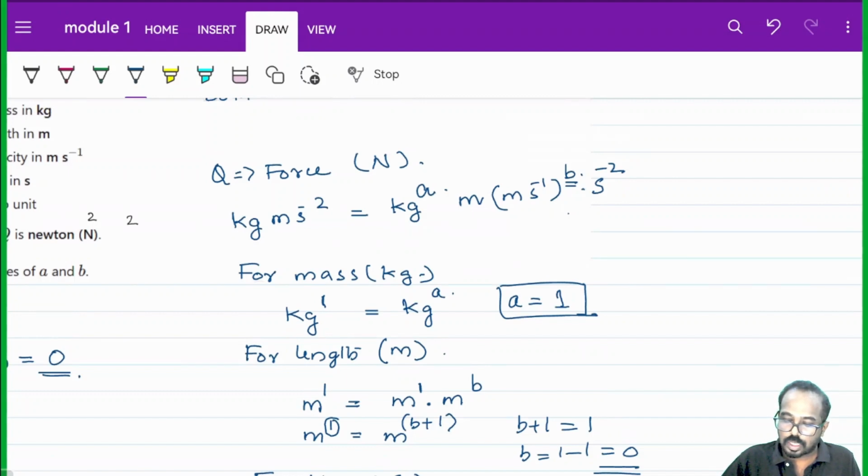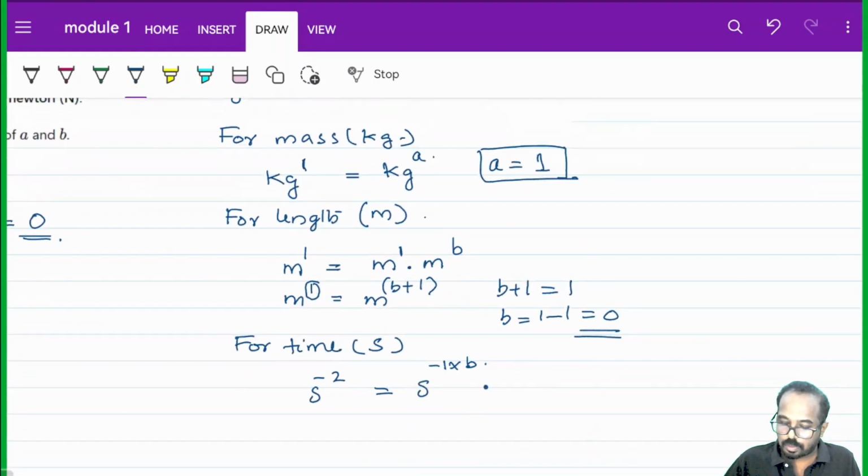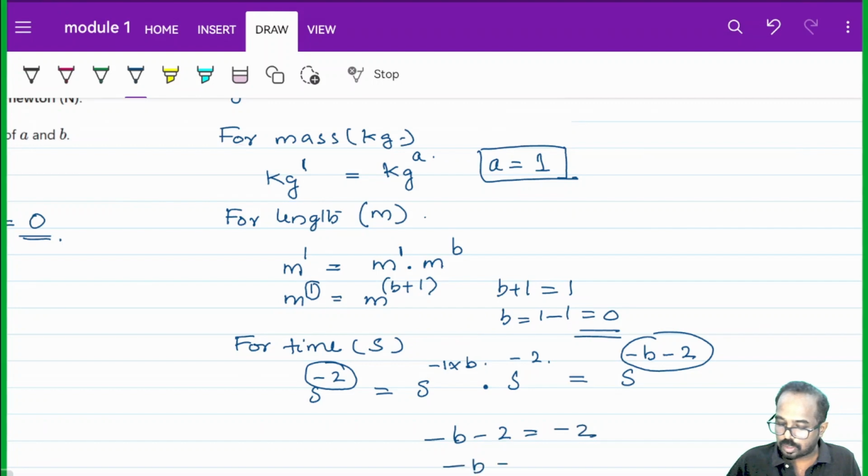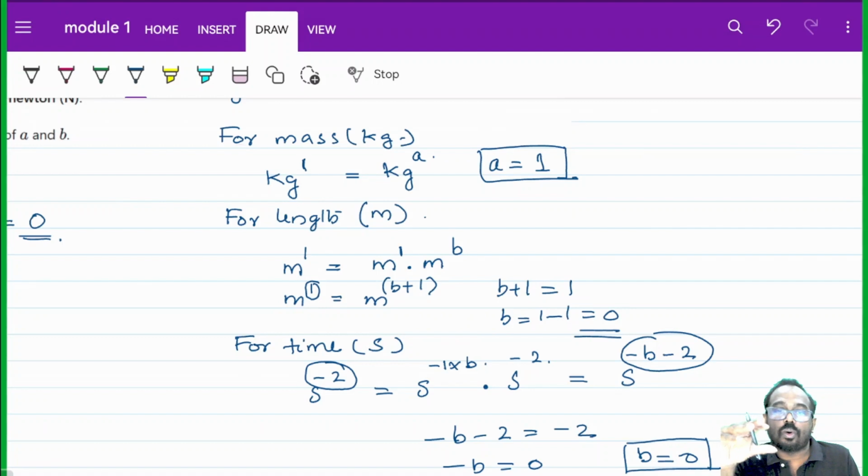One more is there. What is that? Second to the power minus 2 multiplied by second to the power minus 2. So this you can write as s to the power minus b minus 2, right? On the left hand side, minus 2. Here the power is minus b minus 2. Both are equal. So minus b minus 2 equal to minus 2. So minus b is equal to 0. That means b equals 0. This is how you approach the question. Okay, this is the method to solve it.